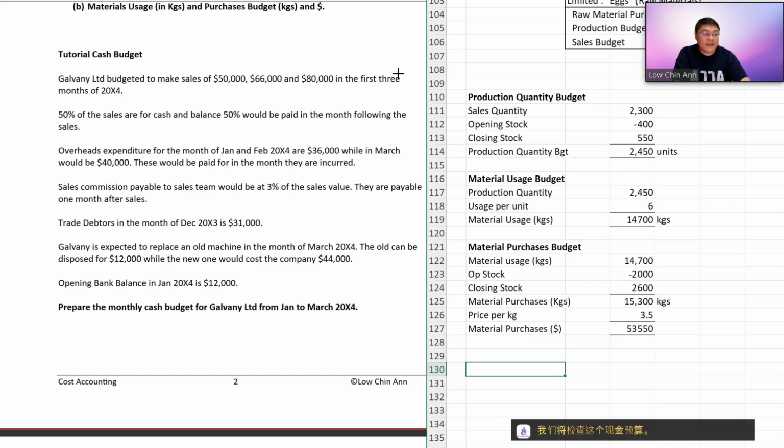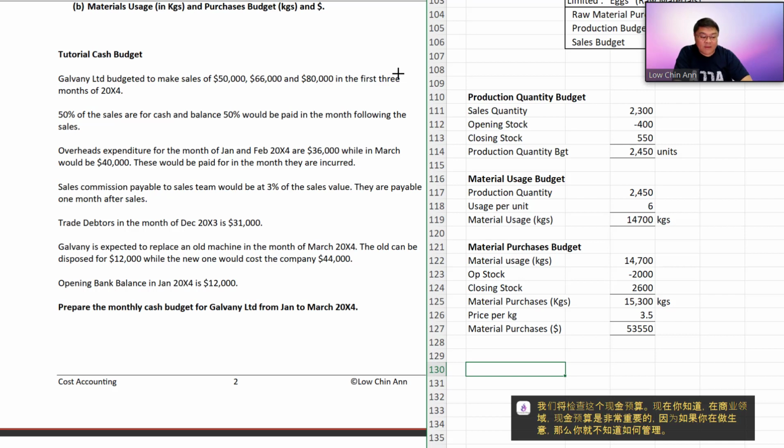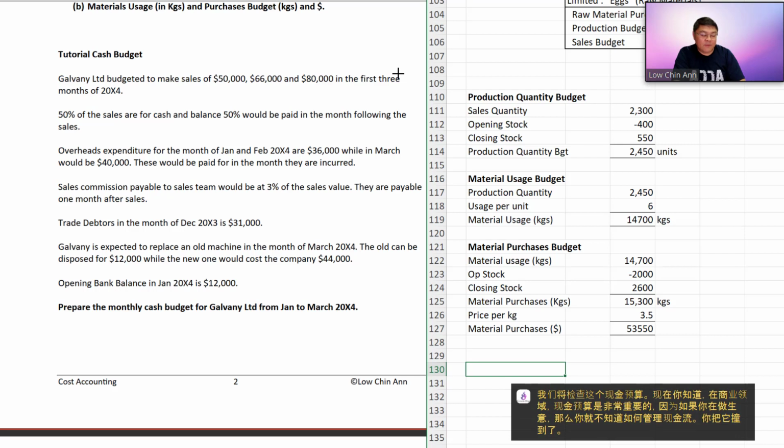Now, in business, a cash budget is very important, because if you're doing business and you do not know how to manage your cash flow, you're going to run into trouble. So that's why we always talk about working capital management. And when we talk about working capital management, we always talk about budgeting. So that's how important it is in terms of cash flow and cash budget.